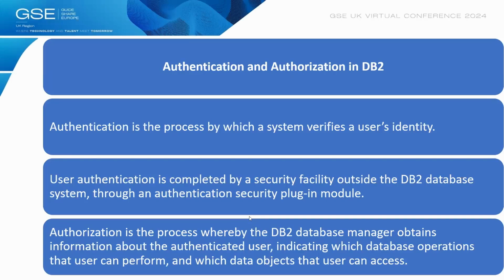Authentication and authorization. Authentication is completed by a security facility outside Db2, mostly the ESM which we are using. It could be ACF2, Top Secret or RACF. And authorization is the process where the database manager obtains information about the authenticated user, and it shows which operations the user can perform and which objects the user can access.